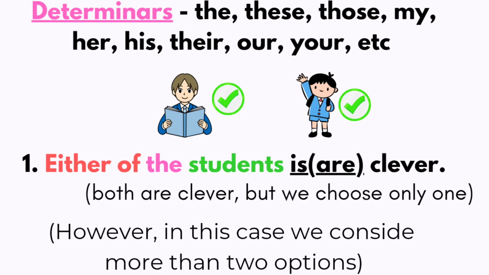I have taken two students, okay? We all know about either, neither. Either means one of two options. Neither means we don't consider two options. We'll see the first example. Either of the students is clever, or I can say either of the students are clever. Here students is a plural noun, right? Then why should we use a singular verb?